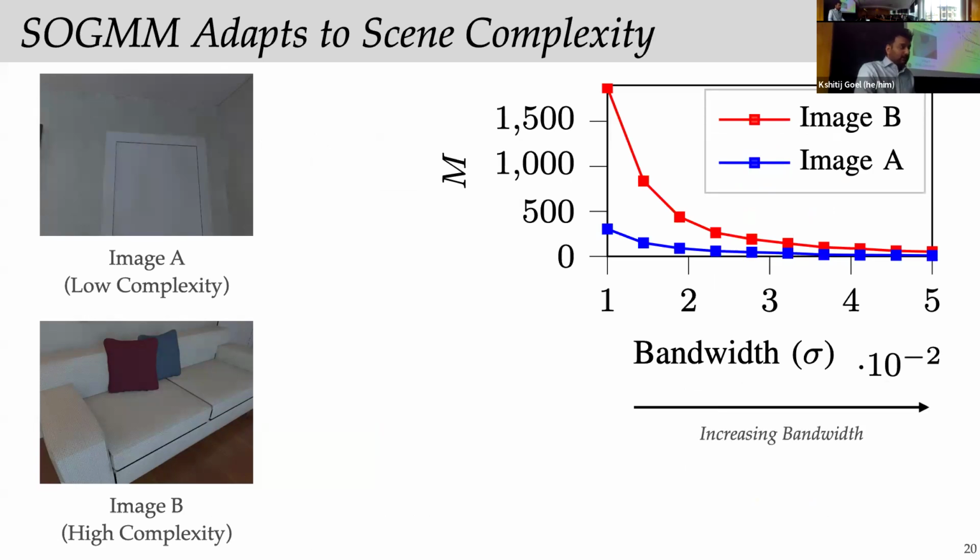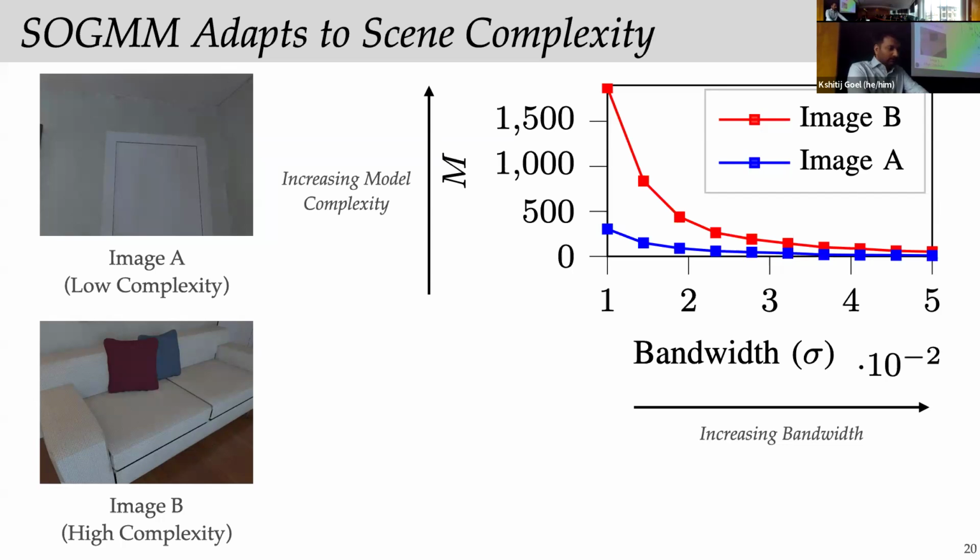On the x-axis, we have the bandwidth parameter, and on the y-axis, we have the number of components in the GMM. We observe that the red line in this image, which corresponds to the number of components estimated for image B, is always above the blue line in this image, which is the number of components estimated for image A.